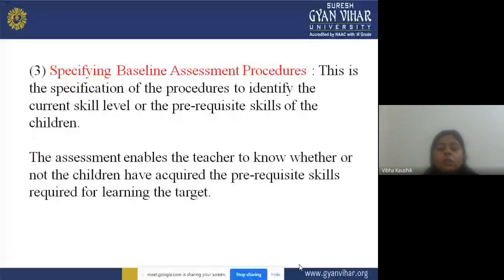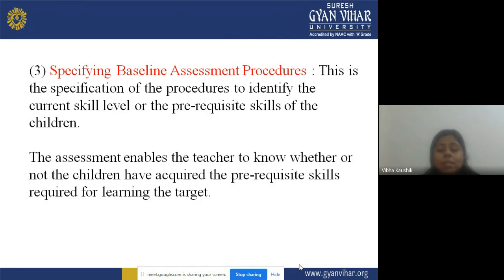Procedures to identify the current skill level. What is the current skill level of the learners, or the prerequisite skills of the children, or what are the different prerequisite skills that have to be learned by the learner. The assessment enables the teacher to know whether or not the children have acquired the prerequisites.